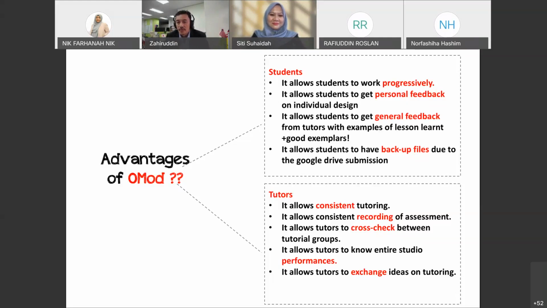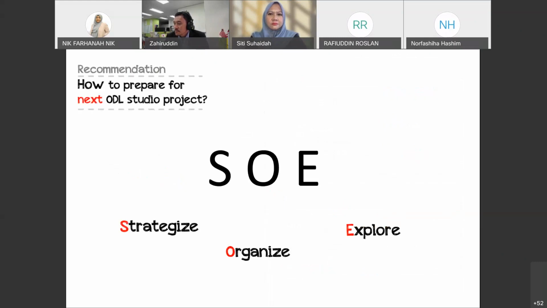And of course, the best part about ODL is when we exchange ideas. Because sometimes when we had experience with ODL, it didn't work, and ODL gave us the chance to do exchange sharing. So, recommendations and strategy, only three keywords. Strategize needed: of course, we need to strategize our teaching and learning in the studio.